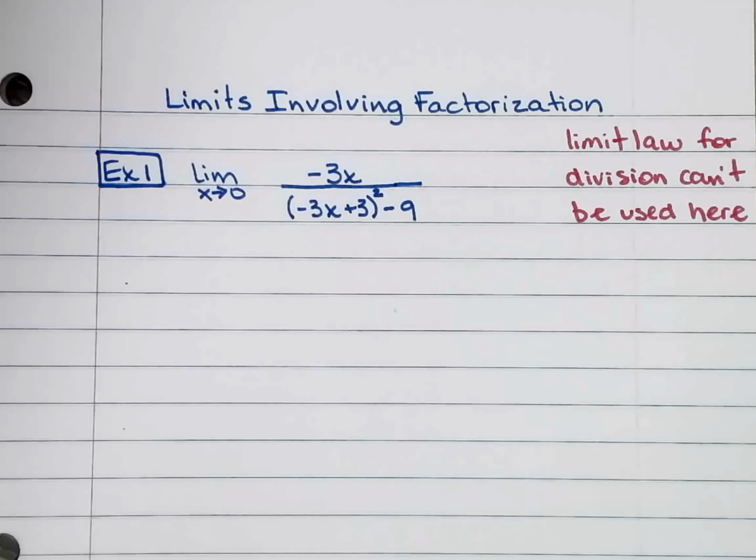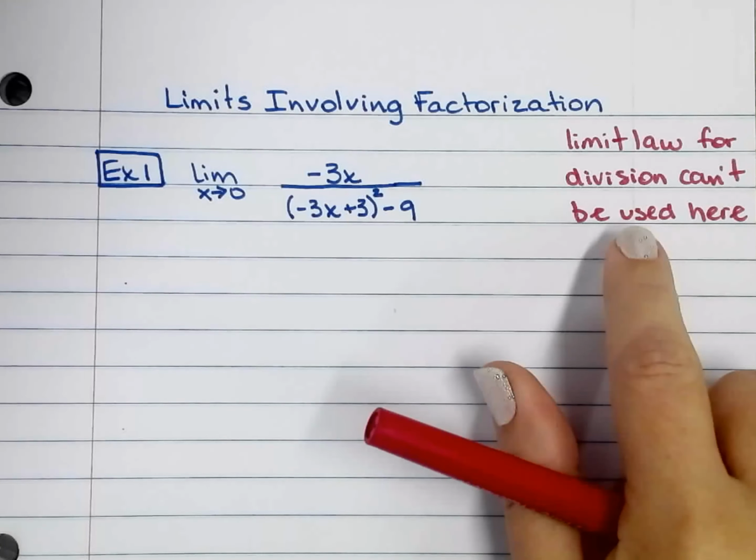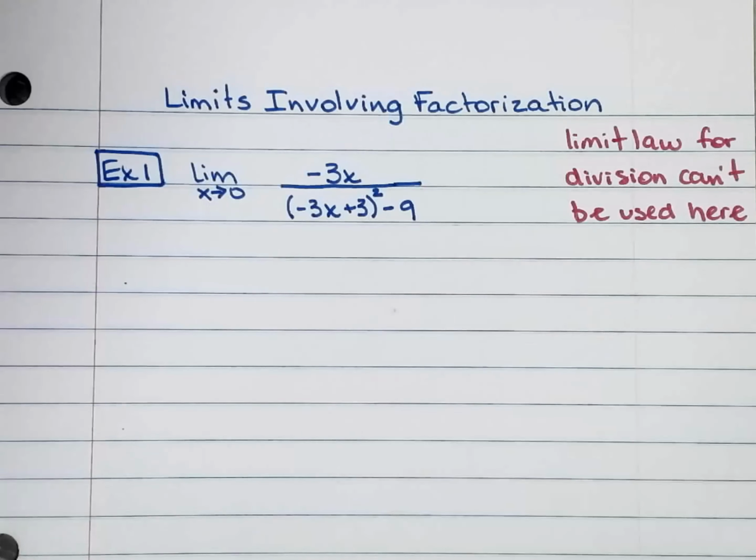Hi, in this video we're going to work on limits involving factorization, because the limit laws for division can be used here. Why not? Well, if we try direct substitution here and plug in 0 for x, that'll be 0 plus 3 is 3, 3 squared is 9, so 9 minus 9 will give me a 0 in the denominator. And you know we can't divide by 0. So we're going to have to expand this binomial, and then we'll go from there.